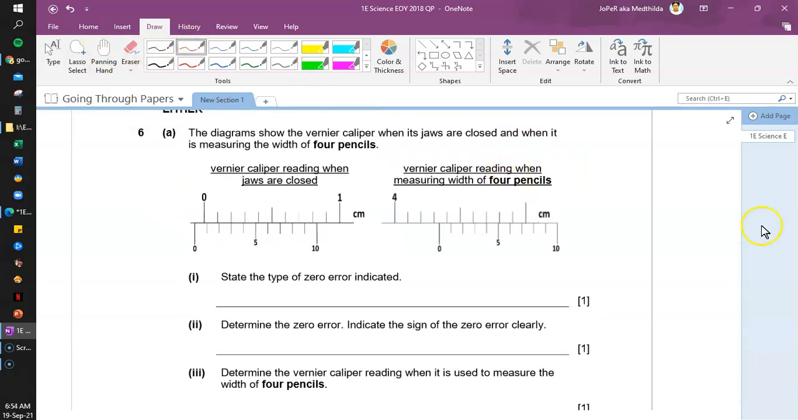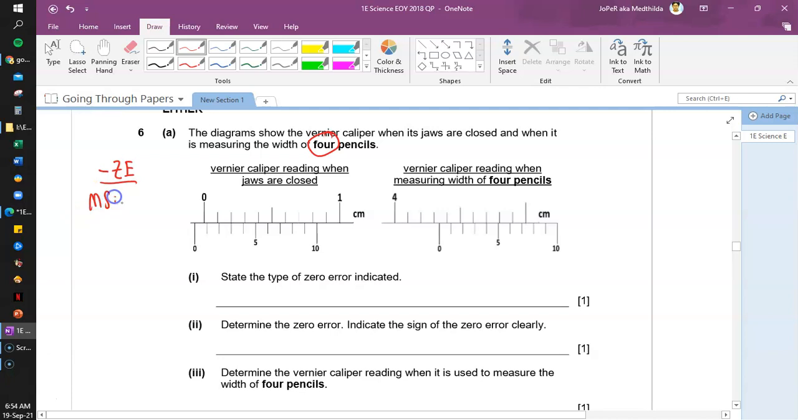Okay, so the diagram shows the vernier caliper when its jaws are closed, when it's measuring the width of 4 pencils. First thing first, when you look at the vernier caliper over here, realize there's a zero error. When they say the jaws are closed, they're telling you that maybe there's a zero error, let's check. Because the zero is not aligned, you know that there is a zero error over here. First thing, take note, because the vernier zero is to the left hand side of the main zero, we know that it must be a negative zero error.